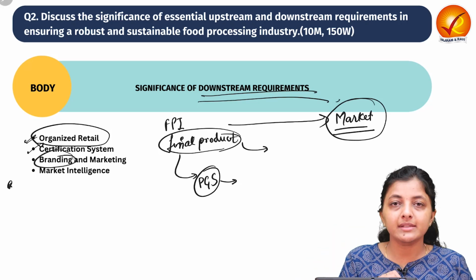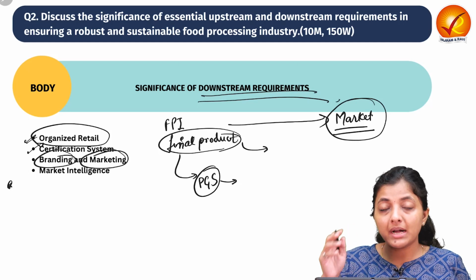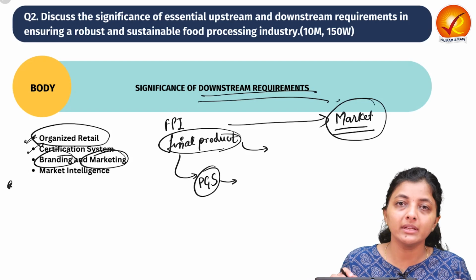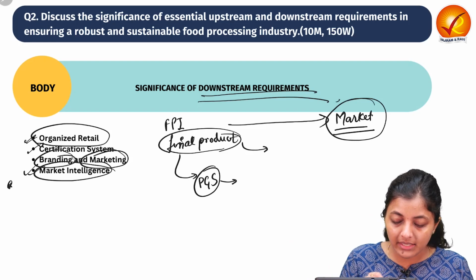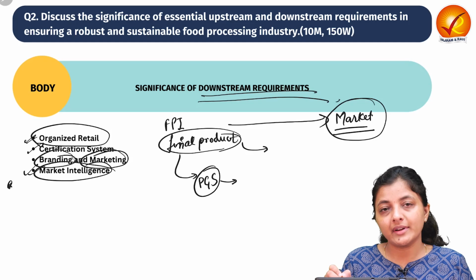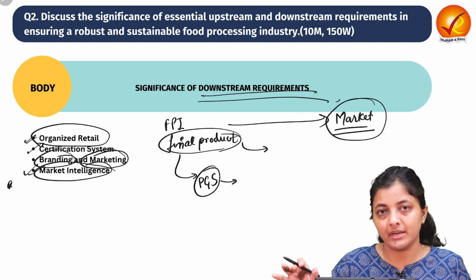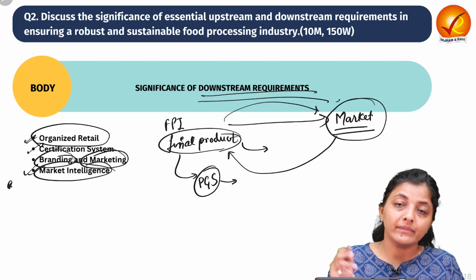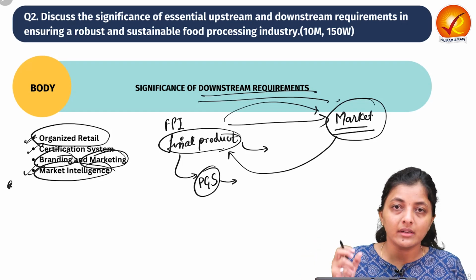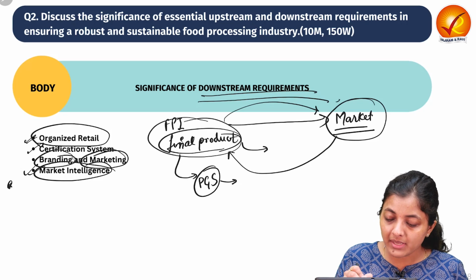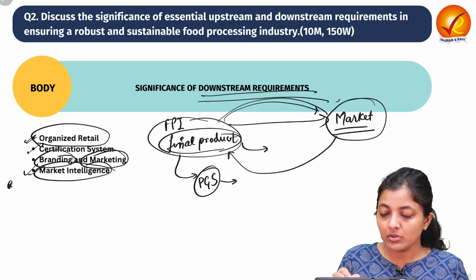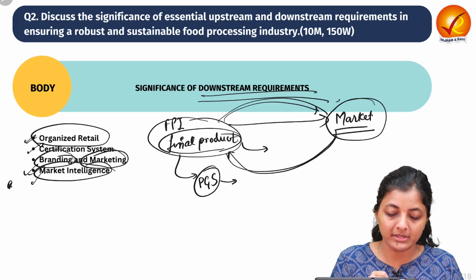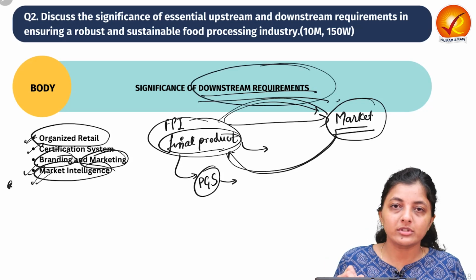So the branding is required. Strategically, marketing skills are required so as to reach the wider domain in the market. Next is market intelligence. All the final products are finally getting into the market. If regular surveillance or intelligence is there on what the market is actually requiring, the FPIs can do that. So continuous market surveillance or market intelligence should be there for the downstream requirements.